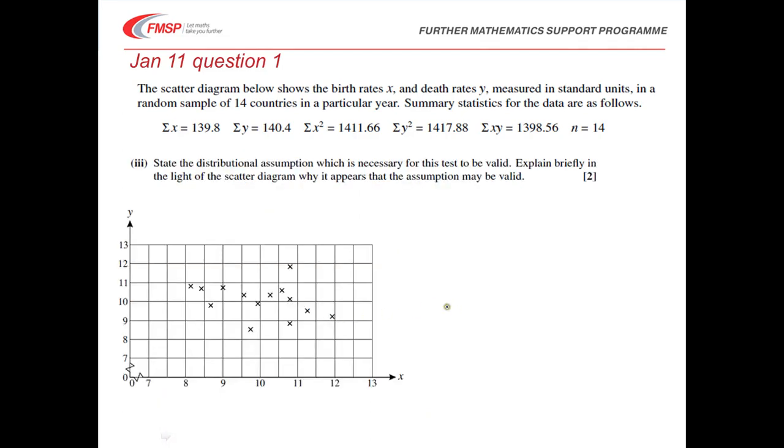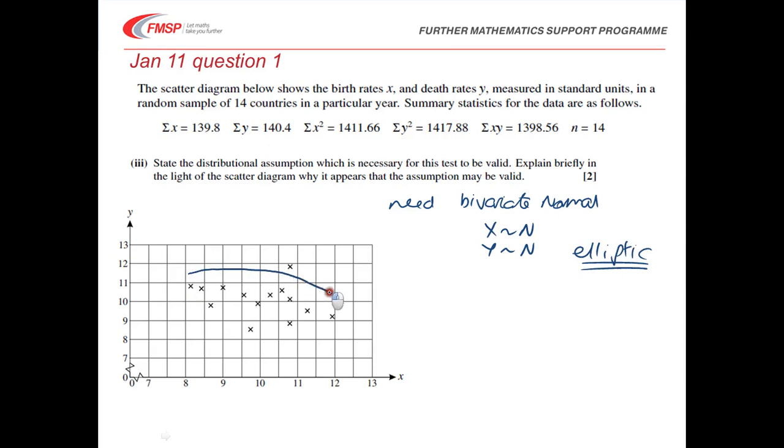So here is the scatter graph that we had at the beginning. And it now says in part 3, state the distributional assumption which is necessary for the test to be valid. Explain briefly in the light of the scattergram why it appears to be valid. So what you need is both sets of data to be normally distributed. Okay, so we need bivariate normal. Okay, so we need each axis to be normally distributed. And what we're looking for is what we call elliptic nature. So for it to be bivariably normally distributed, we're looking for an elliptic nature. Okay, so that's what we need to state.